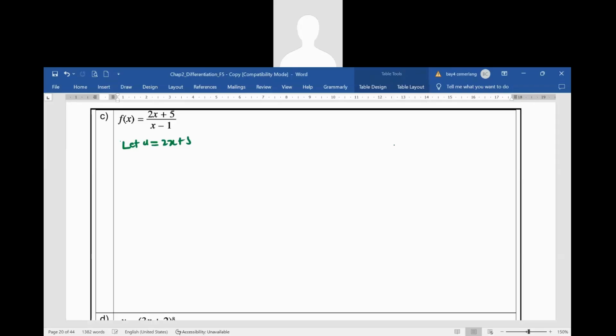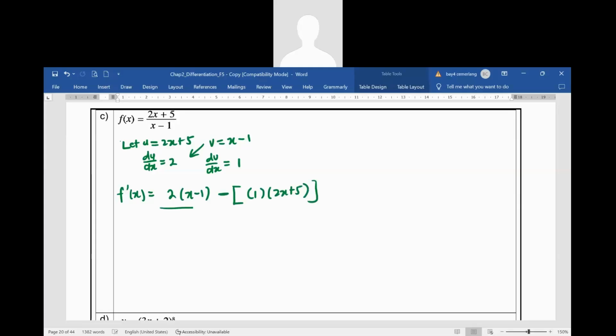Let u equal to 2x plus 5. du dx is equal to 2. v equal to x minus 1. dv dx is equal to 1. You should know how to differentiate it. It gave something simple. Okay, so f prime x is equal to, start from your v, 2 multiplied by x minus 1 minus bracket 1 multiplied by 2x plus 5, over v to the power 2.